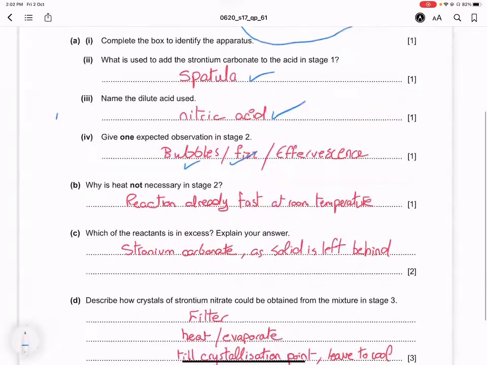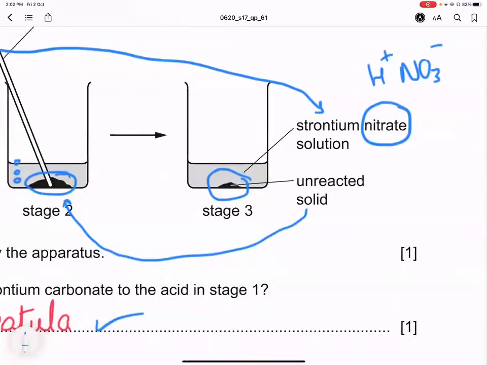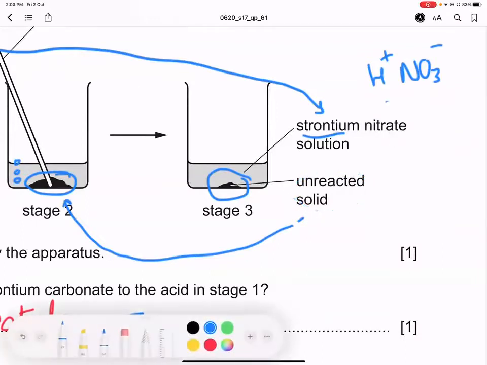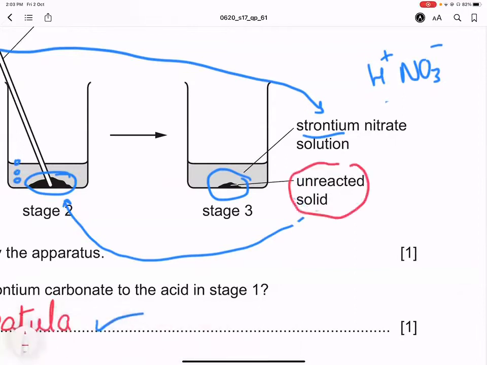Crystals of strontium nitrate could be obtained from the mixture in stage 3. Take care. Here you have the mixture in stage 3 with the unreacted solid and strontium nitrate solution. How can you obtain strontium nitrate crystals from this mixture? Number 1, you need to remove the excess unreacted solid. So you need to filter to remove the excess unreacted solid. You will remove this by filtration, and will remain for you the strontium nitrate solution.